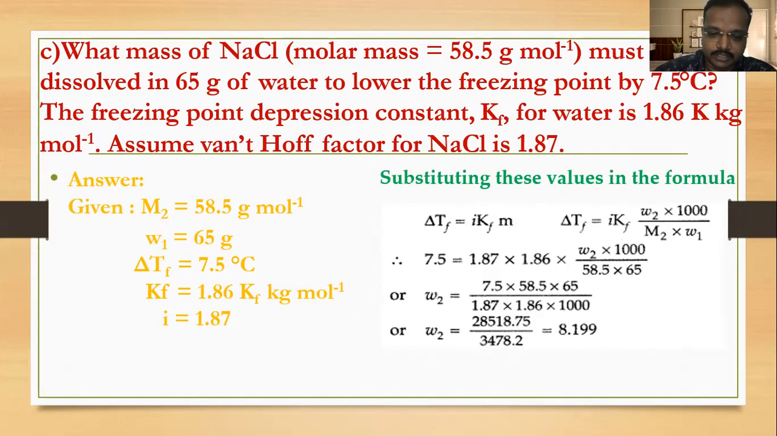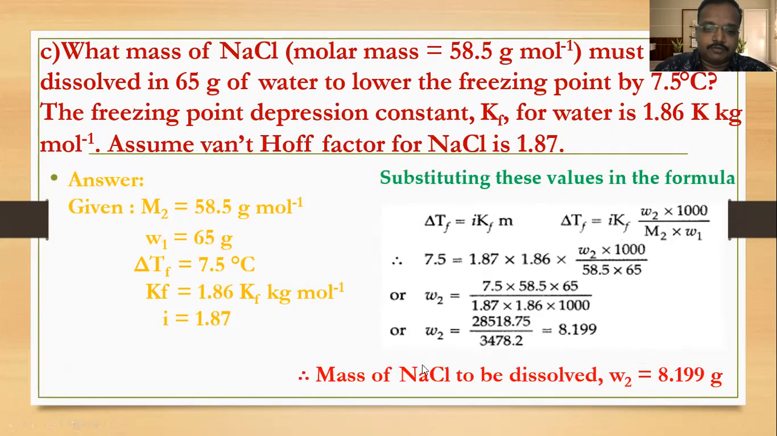Now let's move on to the next question. We have only 7 minutes left. That's why I'm telling you. Okay, shall we go? So therefore, the mass of NaCl to be dissolved, you can write down separately, as W2 is equal to 8.199 gram. Okay, now let's move on to the fourth question.